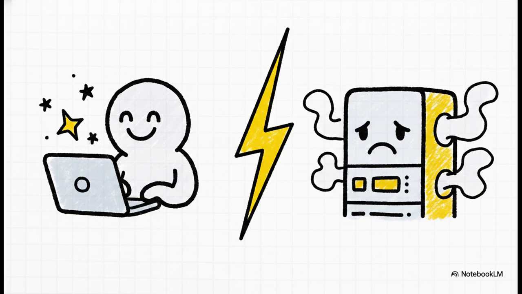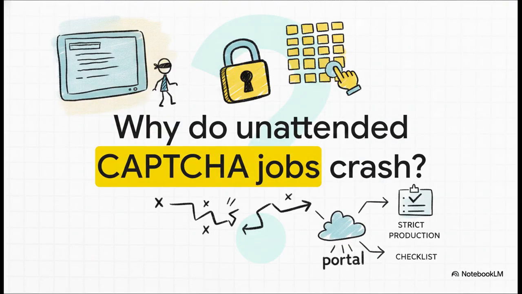It's incredibly frustrating, right? So why does this happen so often? Why do unattended Captcha jobs just crash and burn? Well, the core problem is that background jobs are basically running blind. There's no human sitting there watching the terminal, ready to intervene if something goes sideways. If a background tool, like a Defer.run job, hits a Captcha-protected form or portal, it needs a really strict, highly structured way to solve that challenge and move on safely.